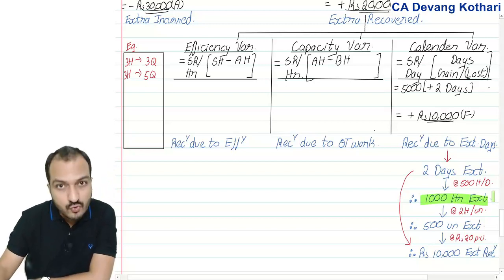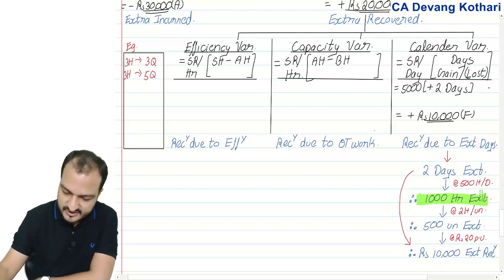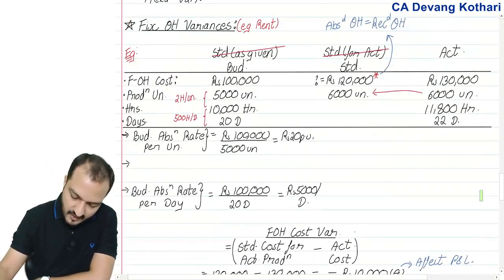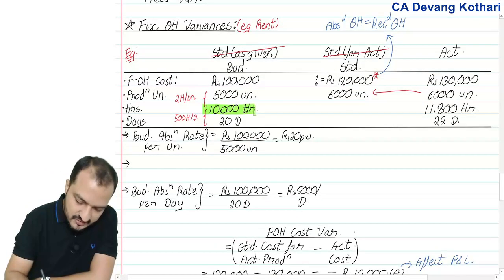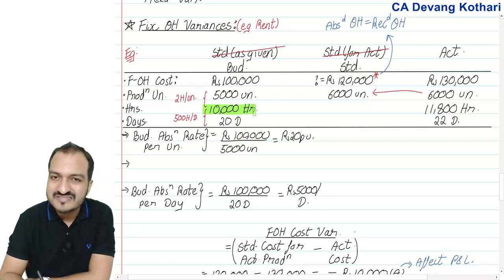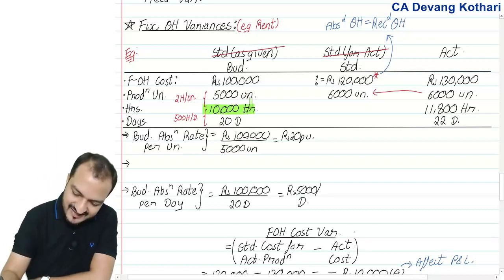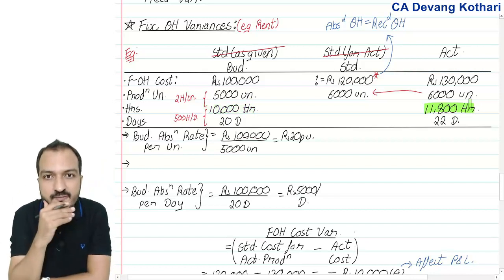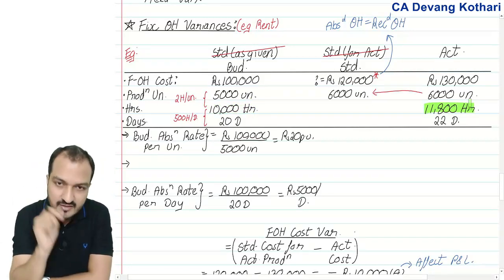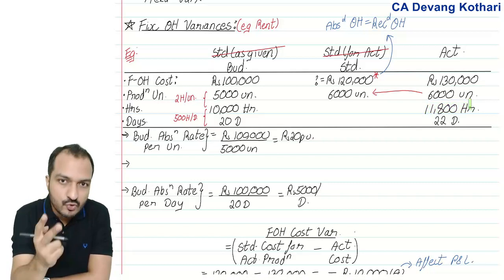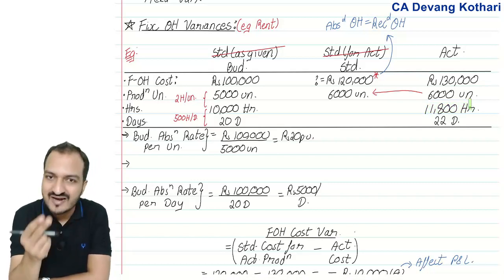So, because of 2 extra days, you got 1,000 hours extra. Then accordingly, this 10,000 hours budget must have increased to 11,000 hours. Actually, your hours has increased to 11,800. Yes or no? See, extra 2 days would have given you 1,000 hours extra.